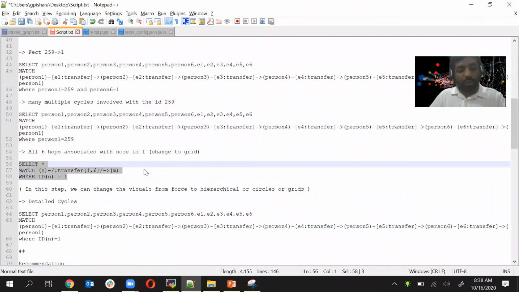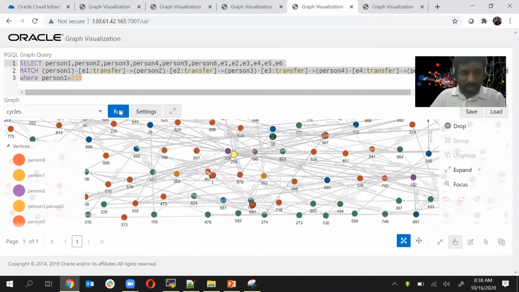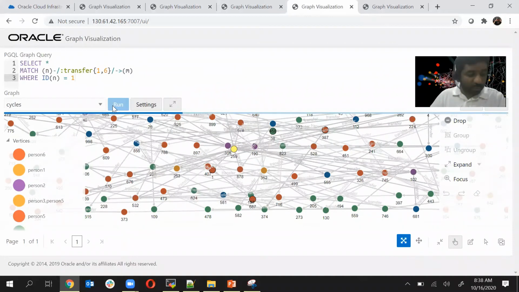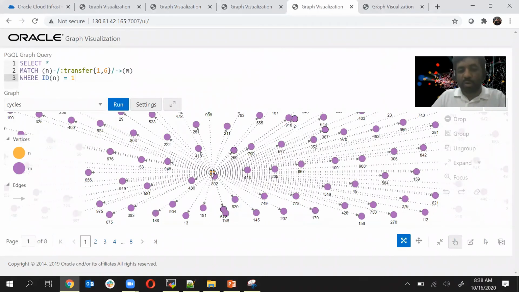Now let's say I want information on all the 6 hops from the list of transactions. I can run a PGPL query for that. So we can in turn see that the graph visualization GUI has given me the list of all 6 hops. When I say 6 hop, there is a transaction happening between 6 different customers.